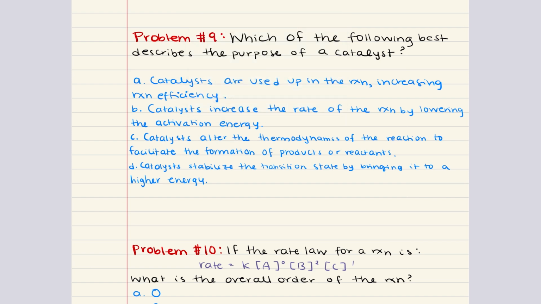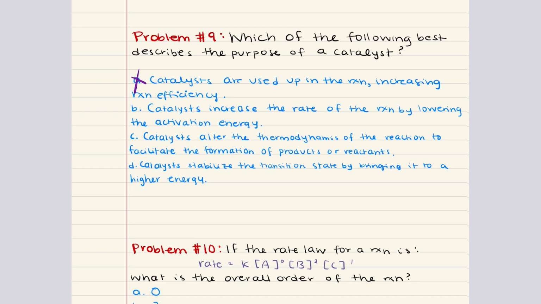A says catalysts are used up in the reaction, increasing reaction efficiency. This is incorrect. Catalysts are not consumed in the reaction. They actually remain unchanged and they can be used repeatedly. So A is incorrect. B says catalysts increase the rate of reaction by lowering the activation energy. This is correct. This is actually the right answer choice. Catalysts provide an alternative reaction pathway with a lower activation energy, increasing the reaction rate. We're still going to go through C and D though.